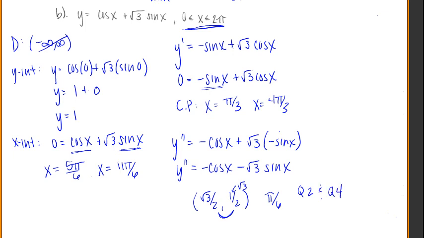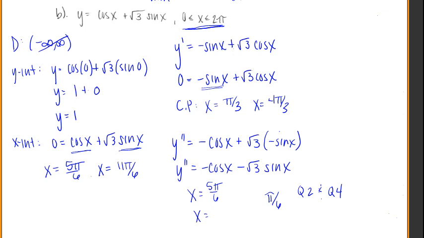Okay, so let's give our answer, our version of pi over 6 in quadrants 2 and 4. And those are going to be then x is equal to, in quadrant 2, 5 pi over 6, just like our x-intercepts. And then x is equal to 11 pi over 6.